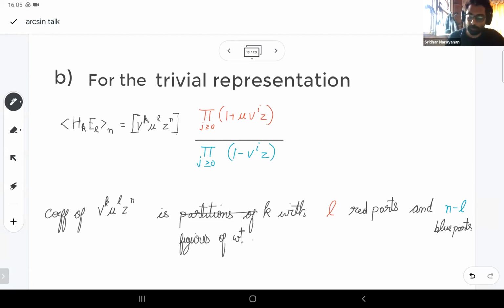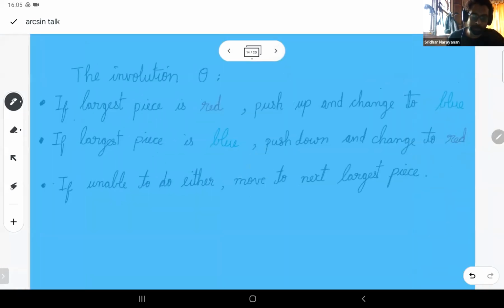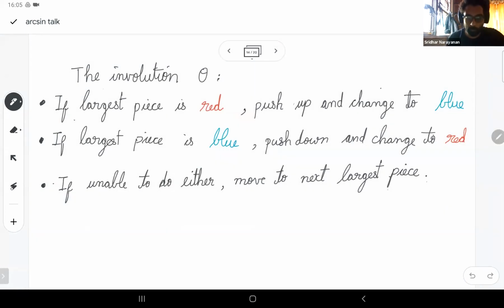And the involution is slightly different; you need one more step too. Let me just recall the involution for sign. If you have a blue largest part, then you push it up to a red, and if you have a red largest part, then you push it down to a blue. And here the roles are reversed. So now if you have a red largest part, then you push it up to a blue, and if you have a blue largest part, then you push it down to a red, right? So the roles are exactly reversed.